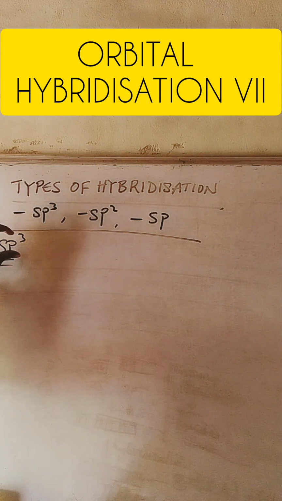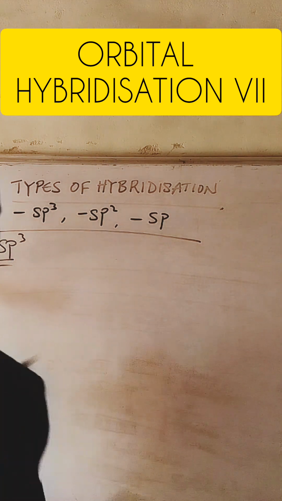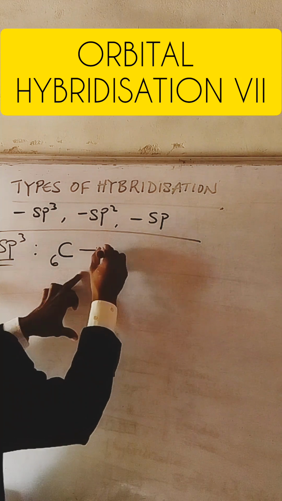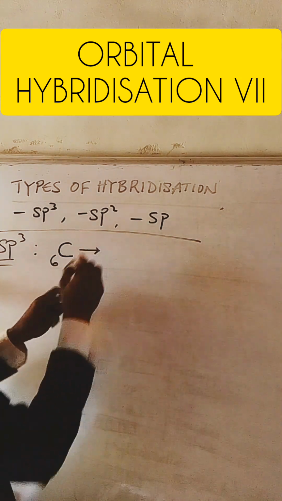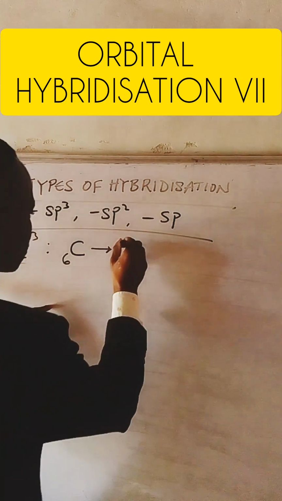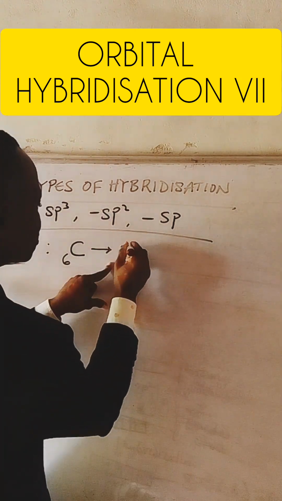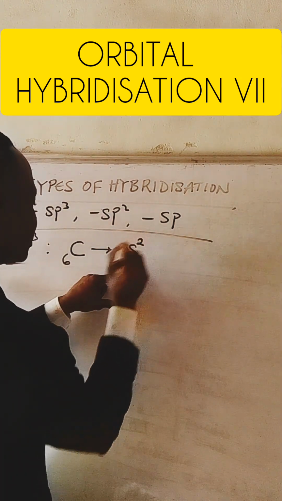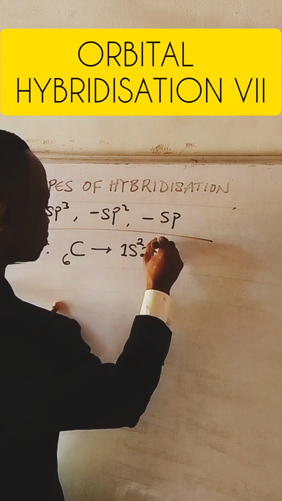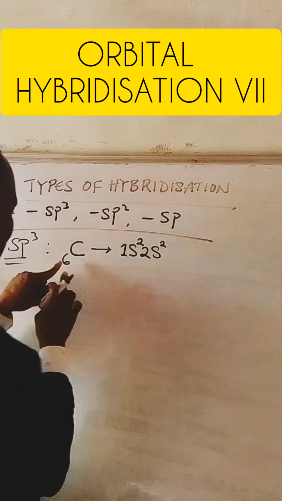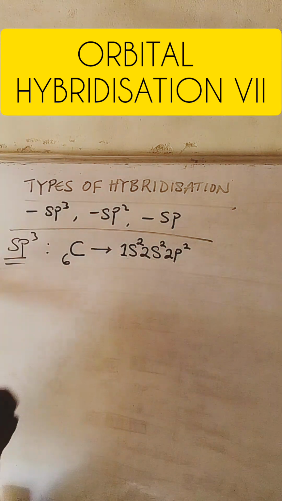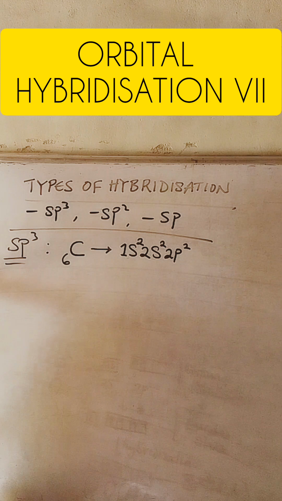S combining with p. To start with, carbon atom has 6 electrons, right? So in the electronic configuration, first shell, which is 1, has s orbital, and that s orbital has 2 electrons. Second shell, which is 2, has s orbital, which contains 2 electrons. We now have 4, remaining 2. Second shell has p orbital that has the 2 electrons. This is the electronic configuration.